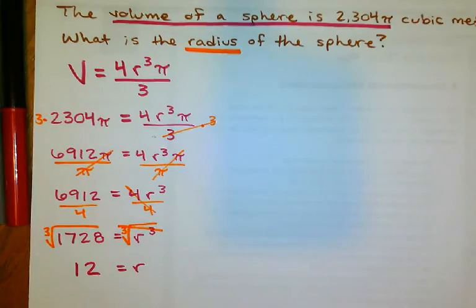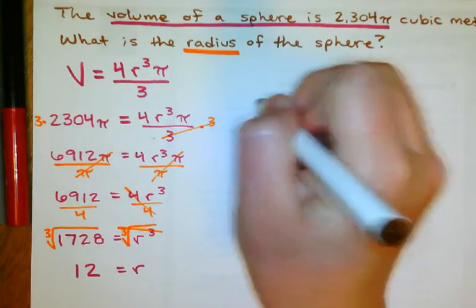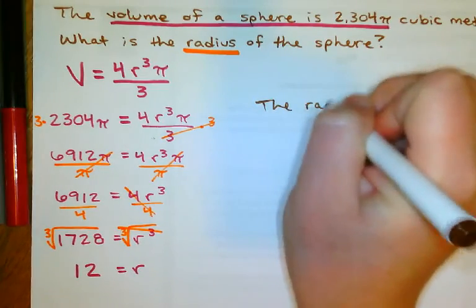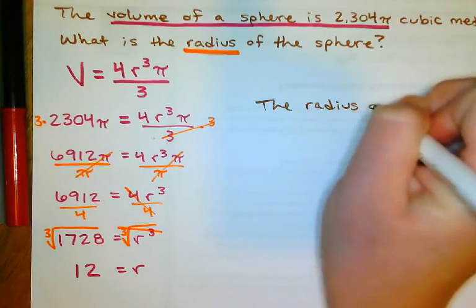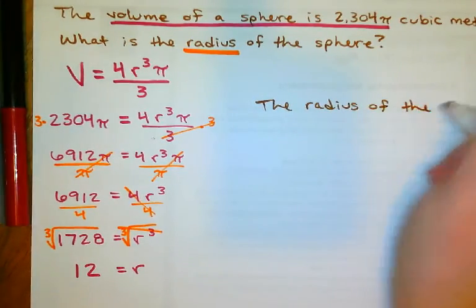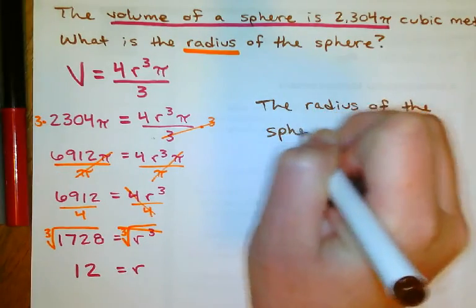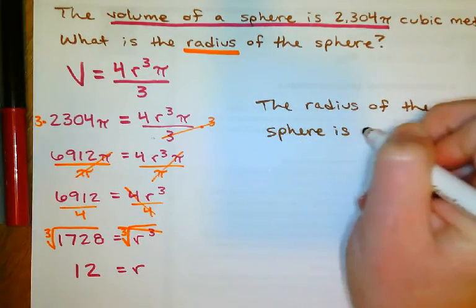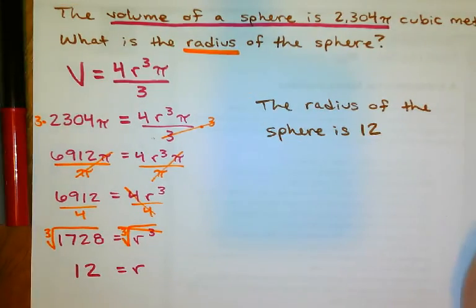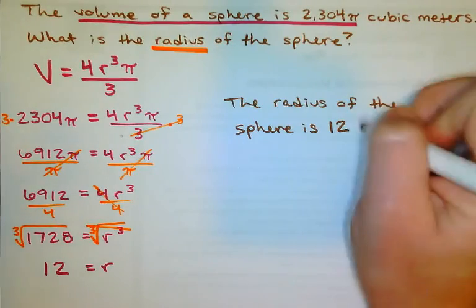So, to answer this question, we would say the radius of the sphere is 12. What was our label? Meters.